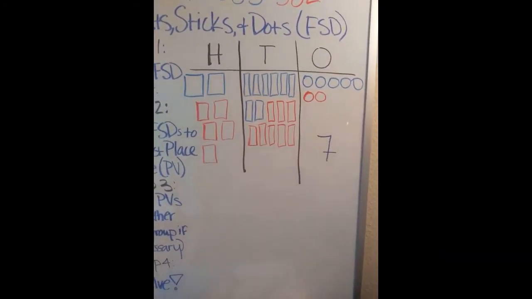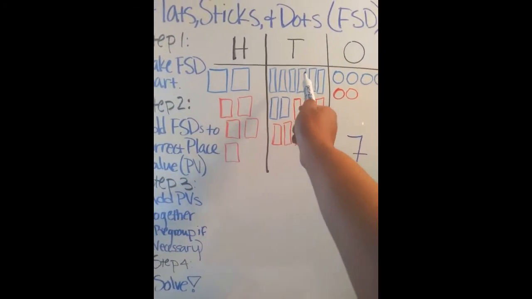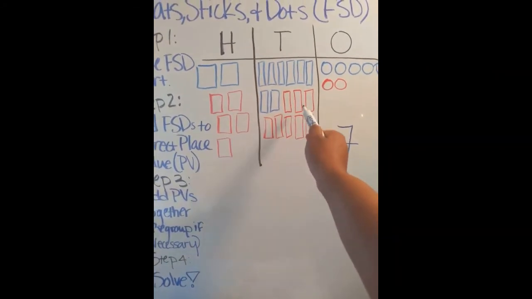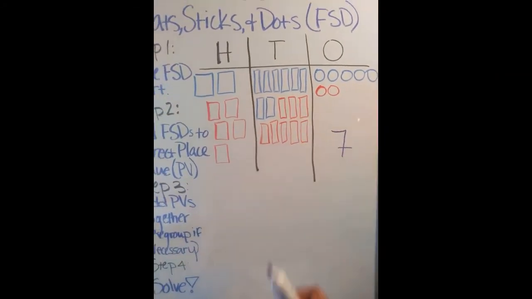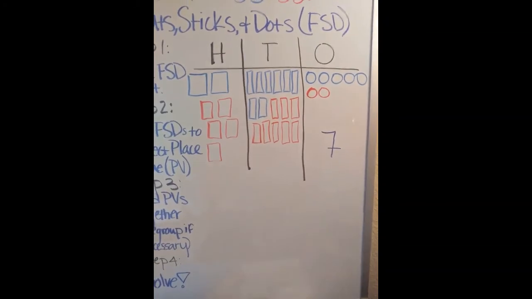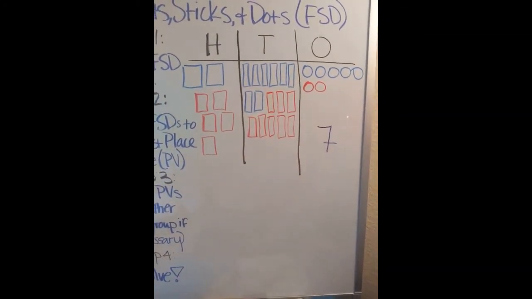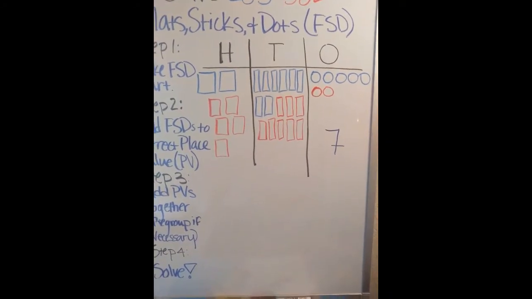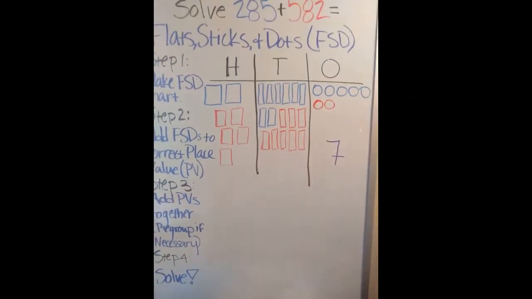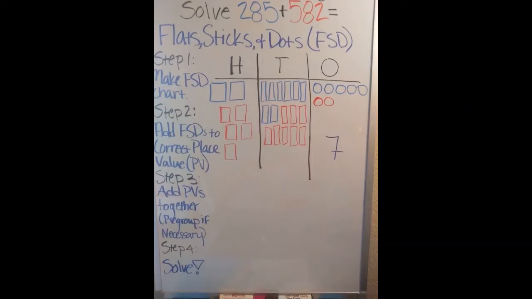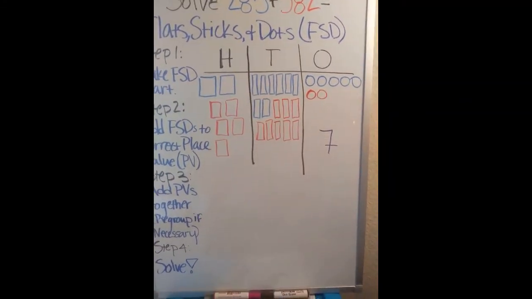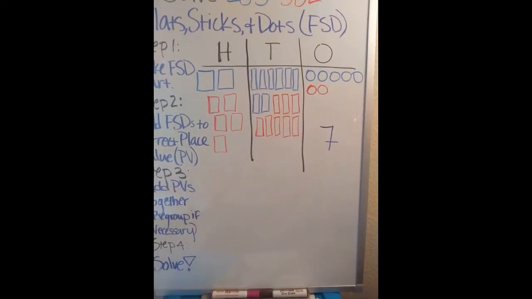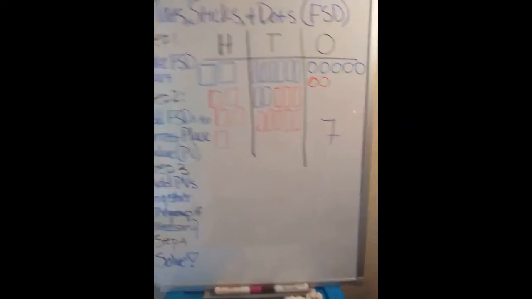Then we'll move over to the tens. Let's count them all. 1, 2, 3, 4, 5, 6, 7, 8, 9, 10, 11, 12, 13, 14, 15, 16. Now, when we have 16 tens, we need to regroup. Anytime that we have a place value that is more than 9, we must regroup. So, let's go ahead and count our tens to regroup them.